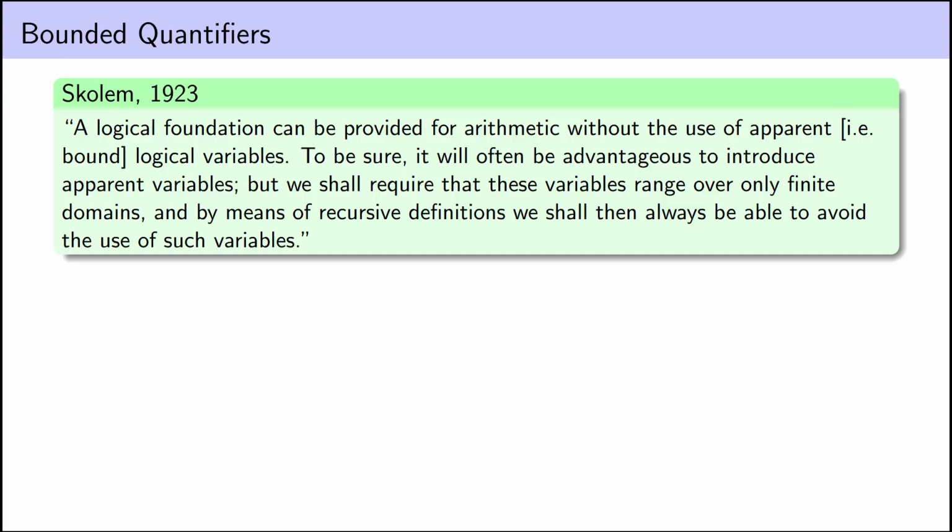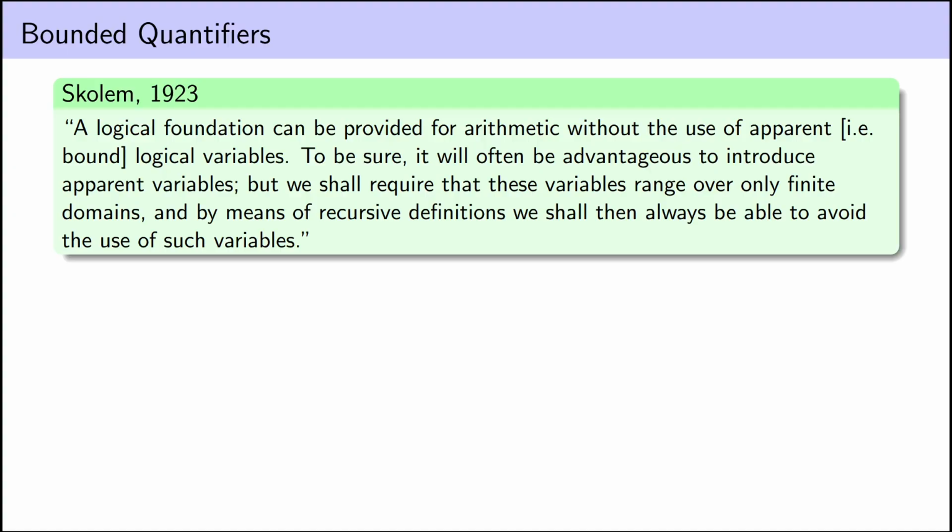Going back to Skolem's original article on primitive recursive arithmetic, a logical foundation can be provided for arithmetic without the use of apparent logical variables. Here, Skolem is using the term apparent variable to mean a bound variable, that is, the variable of some quantifier. This was the term used in Russell and Whitehead's Principia Mathematica, to which Skolem's article is a response.